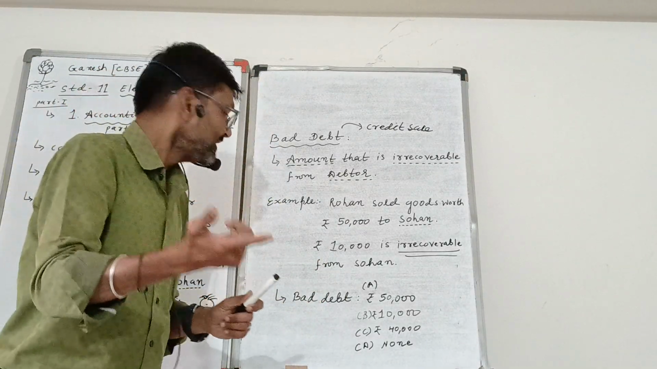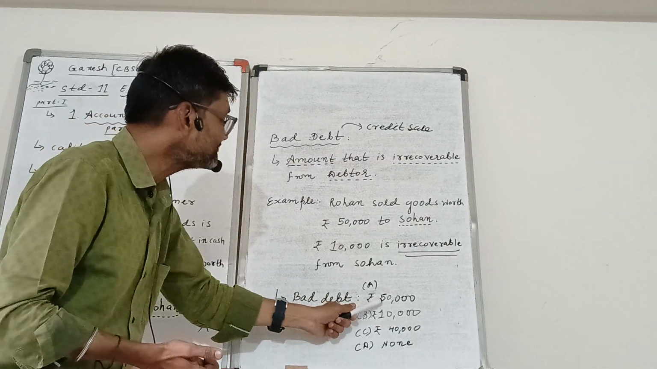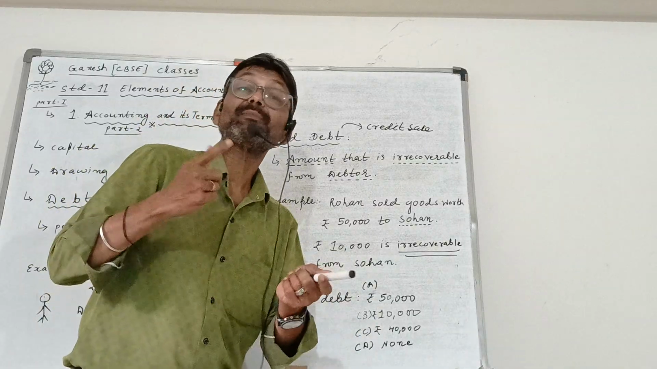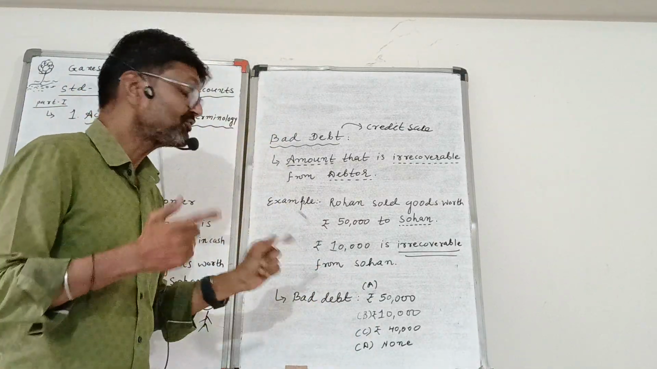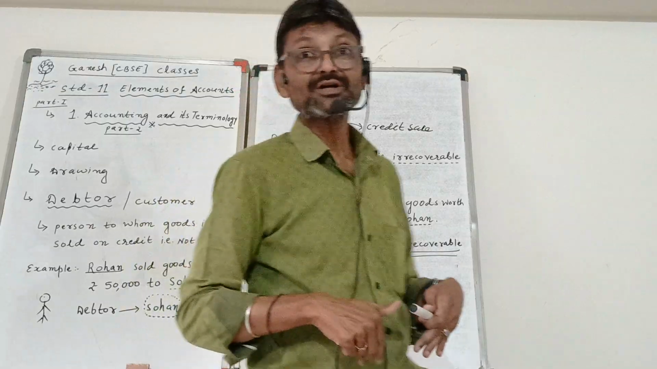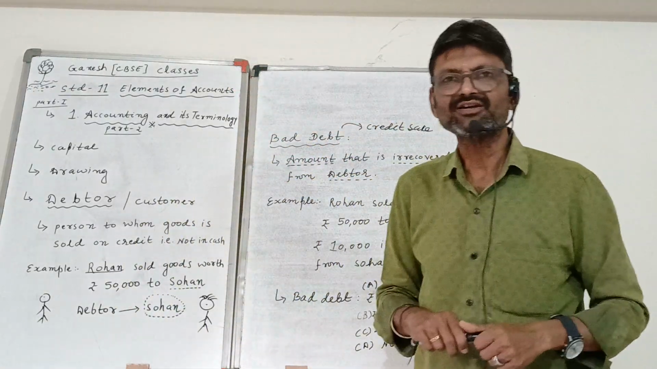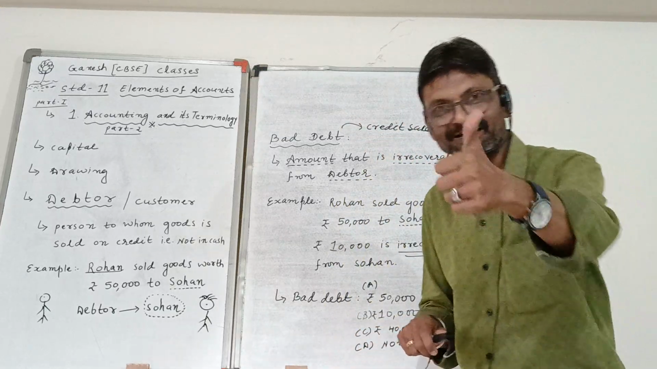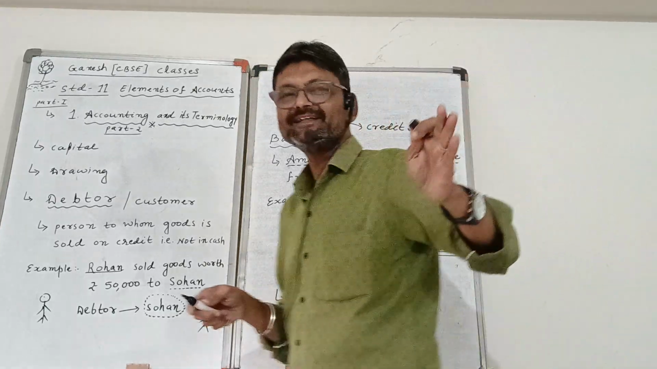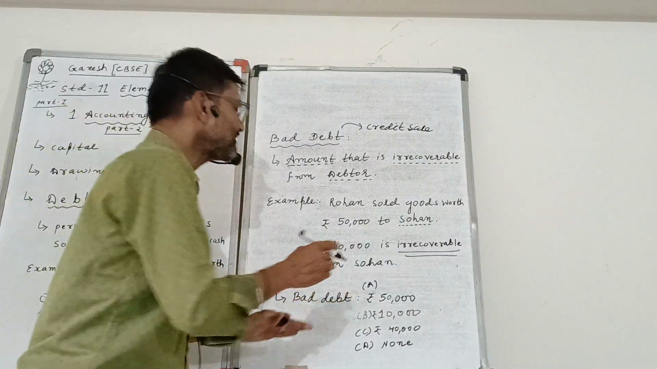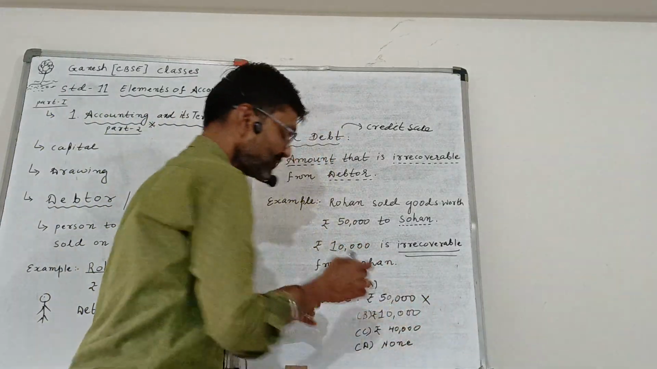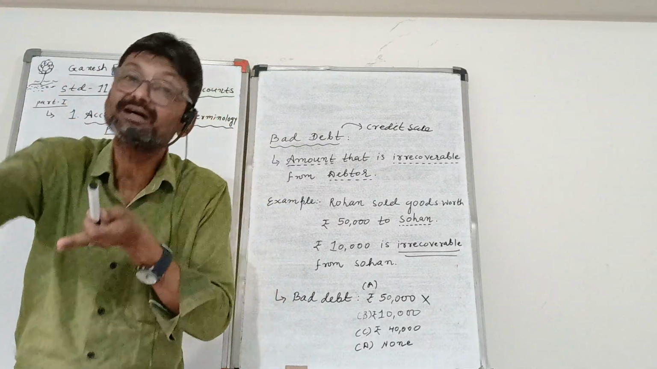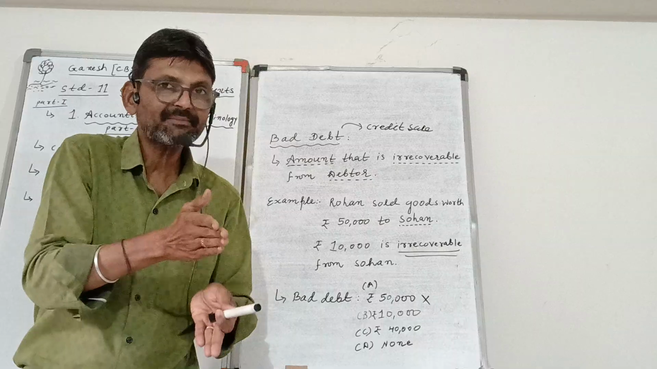Now you try. Say bad debt. Option A is 50,000, the full amount that we have sold; or rupees 10,000, the amount which is irrecoverable; or rupees 40,000 which we have recovered from Sohan; or none of these. What may be the correct answer? Very good, smart student. Let me tell you which answer will come. Beta, 50,000 will not come as bad debt, because that is the sales amount, the goods we have sold, which we have to recover from him. So it is not a bad debt.